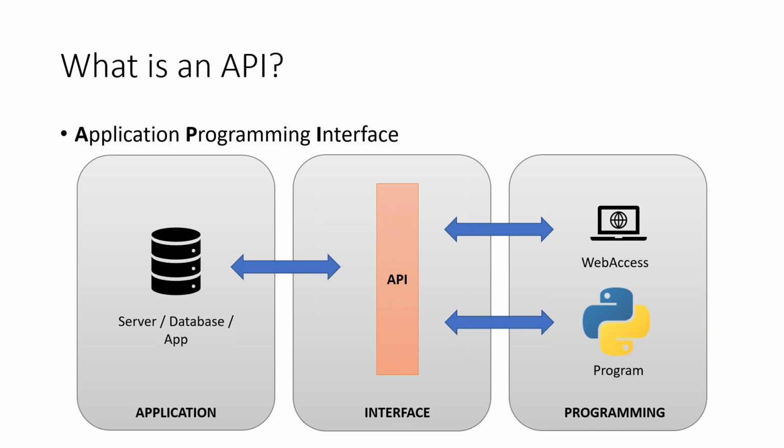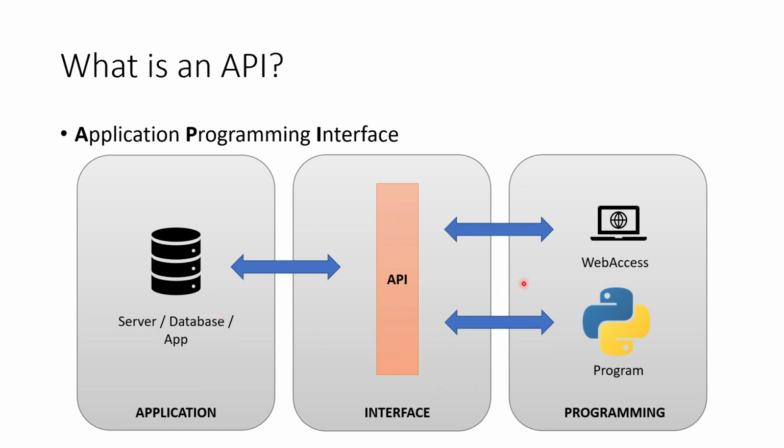It is therefore conceptually very different from, for example, a user interface, where there's an interface between a user and a program. Here, the interaction between different programs or different software is the focus of this application programming interface. And this API involves the description of the communication and also the mechanisms and the communication methods that are used.